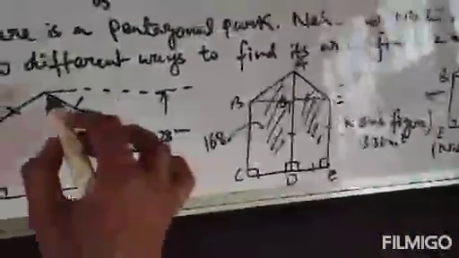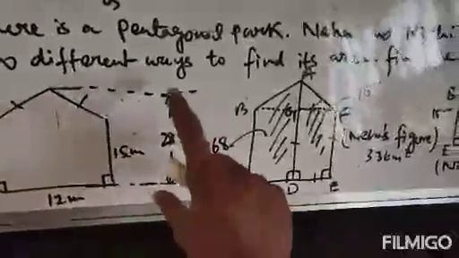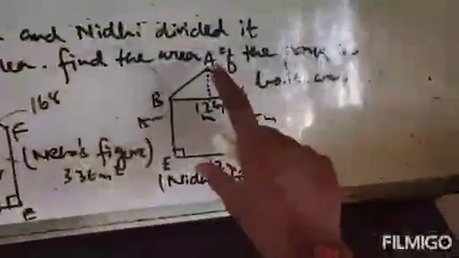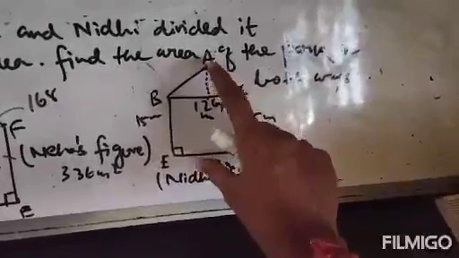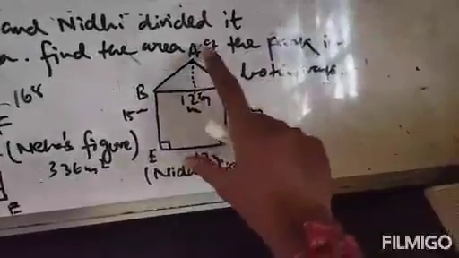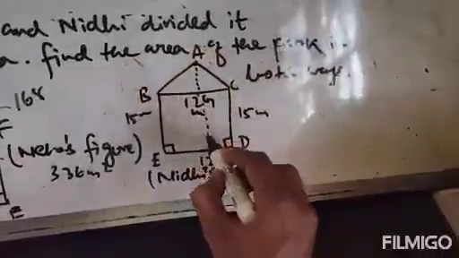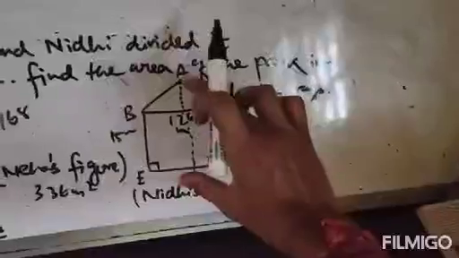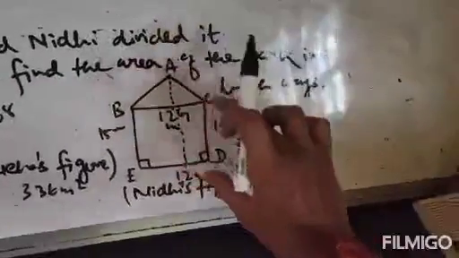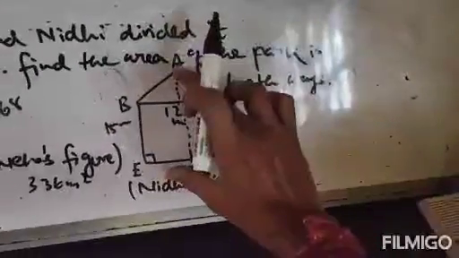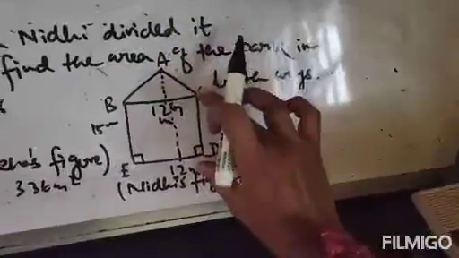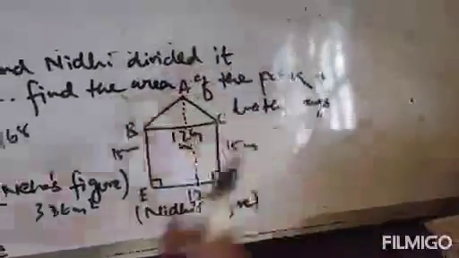Now see, this total portion is given as 28. So this total portion will be 28. That means this portion is 28 and this portion is 15. So from this portion we will subtract this portion. That means from 28 we will subtract 15. So we will have the AG portion, which is the height.